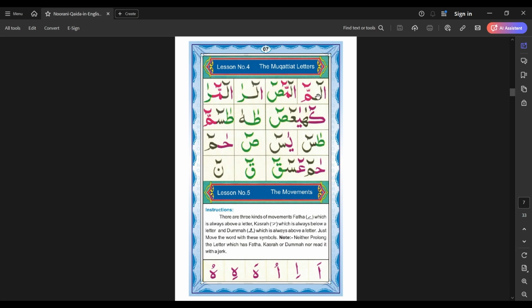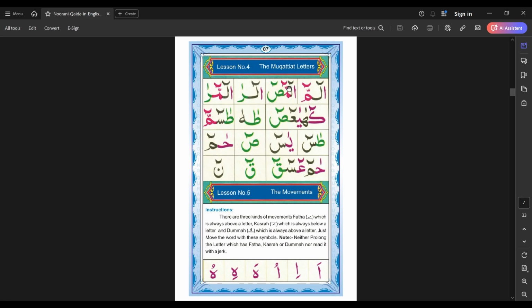Alif Lam Mim. There are muds on top of these letters. This symbol is called a mud. These symbols are called mud, and you need to stretch them for about 2 seconds. Alif Lam Mim.